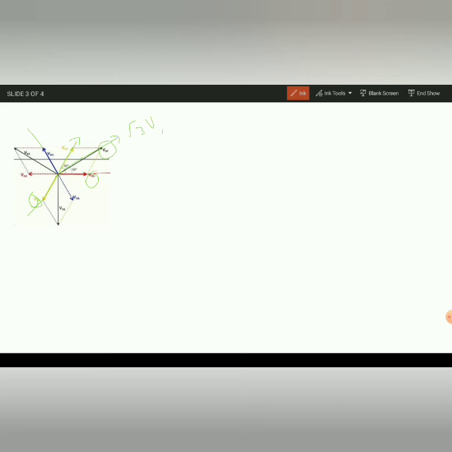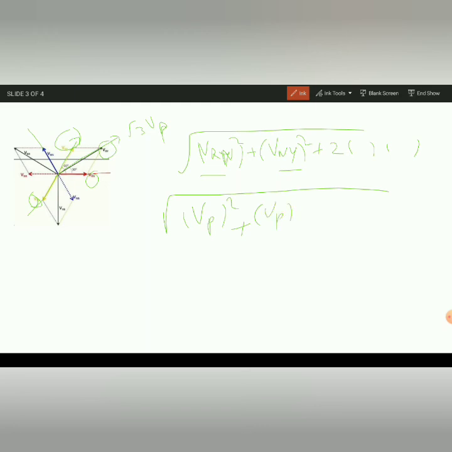of phase voltage. Okay, so how do we do it? See here, this will be the root of VRN the whole square plus VNY the whole square plus 2 times this voltage. Since all are different but all are phase voltages, the magnitude is the same. So simply you will replace this voltage by Vp square plus again Vp square and plus 2 Vp. What is Vp? Phase voltage.